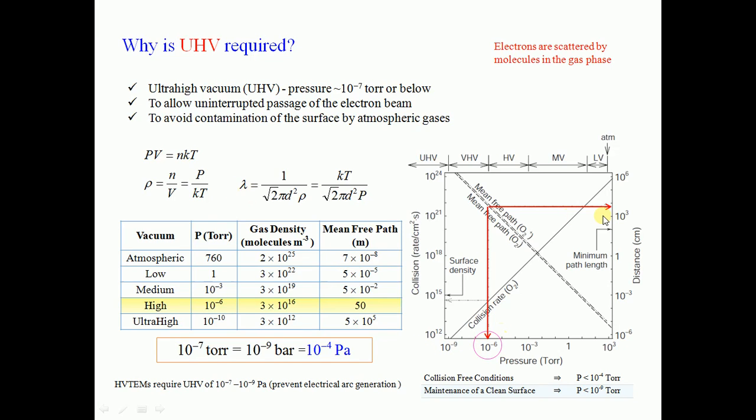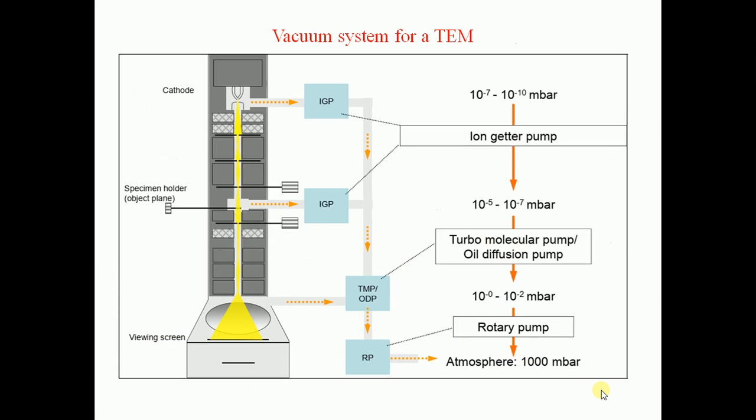And why increase the mean free path? If we increase the mean free path up to 1000 or so centimeter, which is the width of the column, then the electrons will not come across collisions and will not lose their energy. So for collision free conditions, a pressure of the order of less than 10 to the power of minus 4 torr is needed. And for maintenance of a clean surface, a pressure of the order of 10 to the power of minus 9 torr or even less than that is needed.